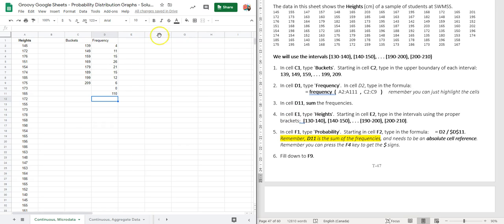In cell E11, we're going to type in heights, and now this is where we're going to type in what the actual buckets are. So starting in E2, we're going to type in the intervals with the proper brackets. The first bracket, so that was the upper boundary, the first bracket was including, so a square bracket 130 to 140, but not including 140, so that's an open bracket.